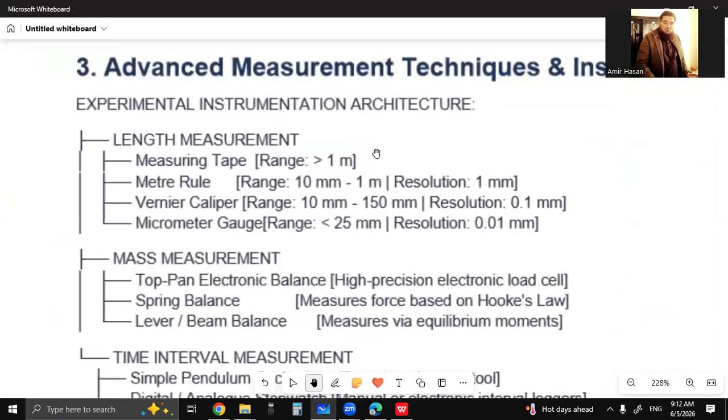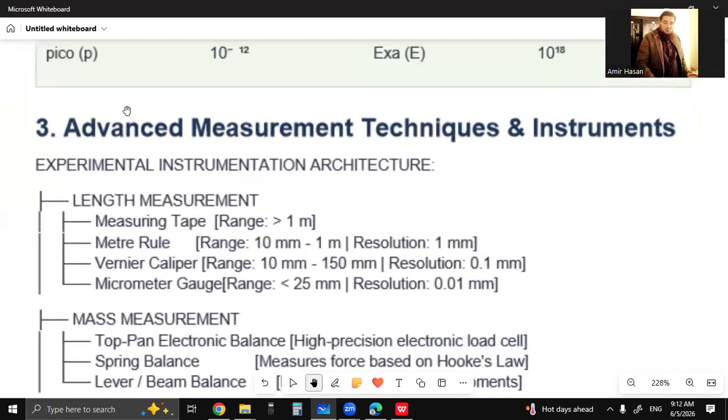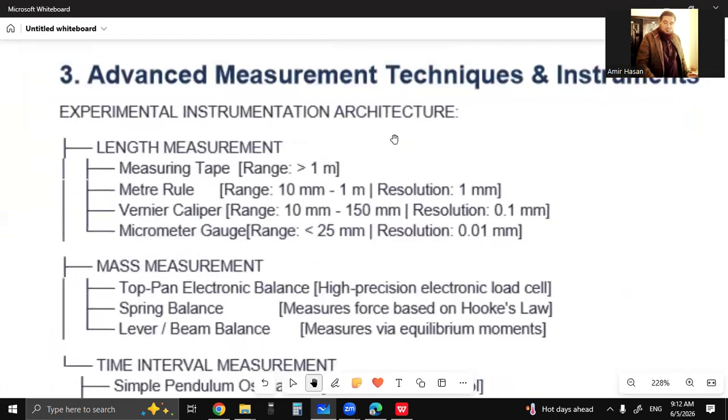Now, advanced measurement techniques and instruments. What is the experimental instrument architecture? Here I wrote in my notes, length measurement: measuring tape, range greater than 1 meter. Meter rule, range 10 millimeter to 1 meter. It starts from 10 millimeter and ends at 1 meter.